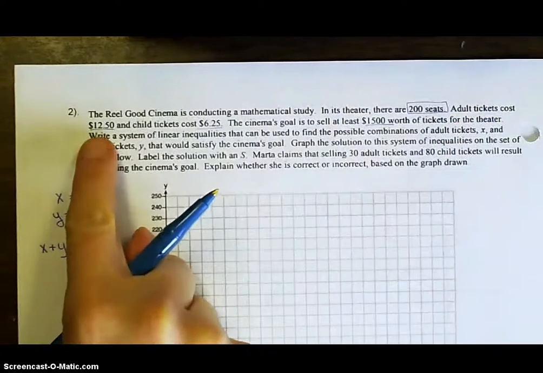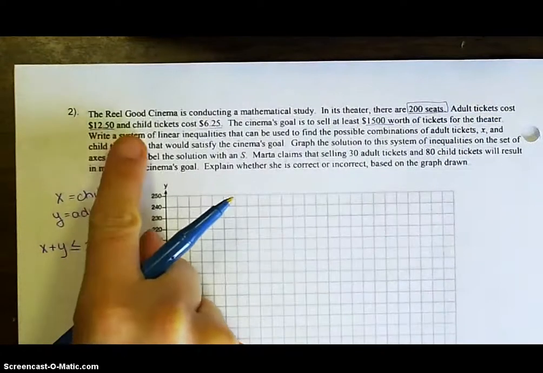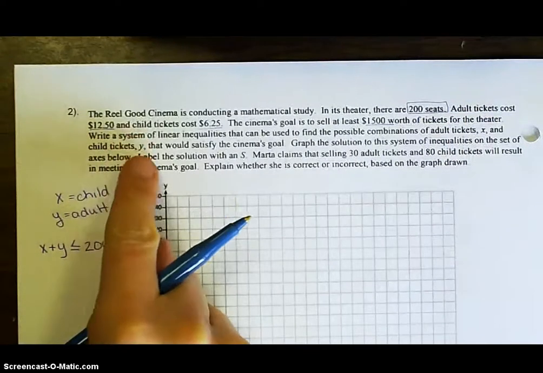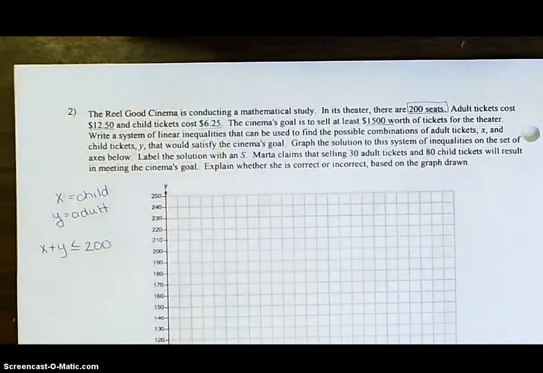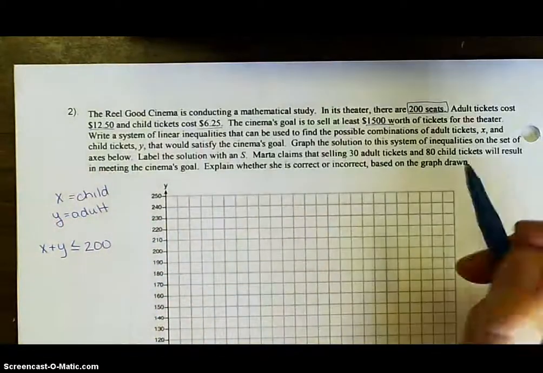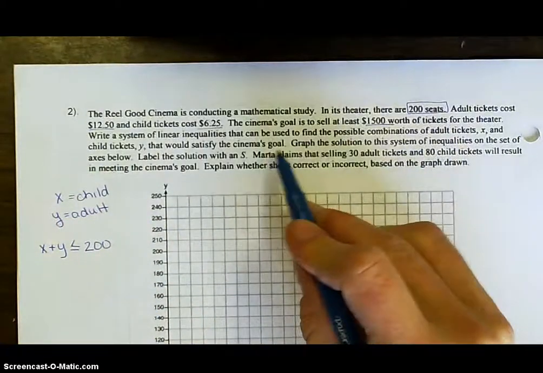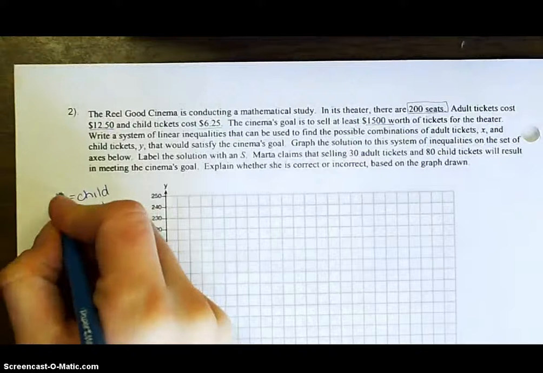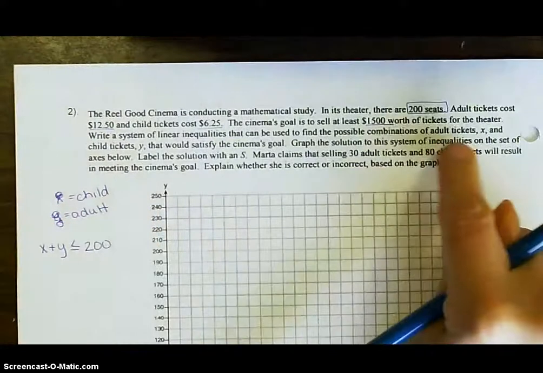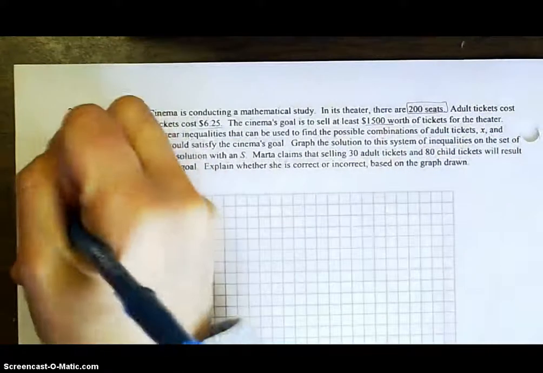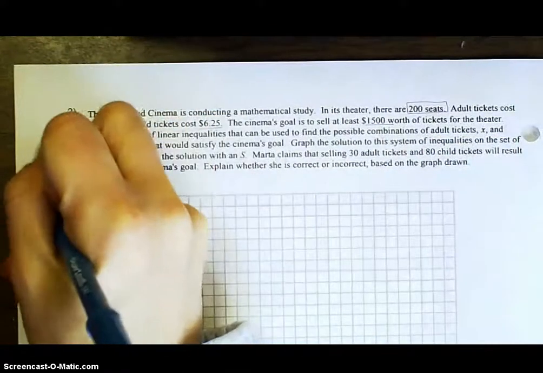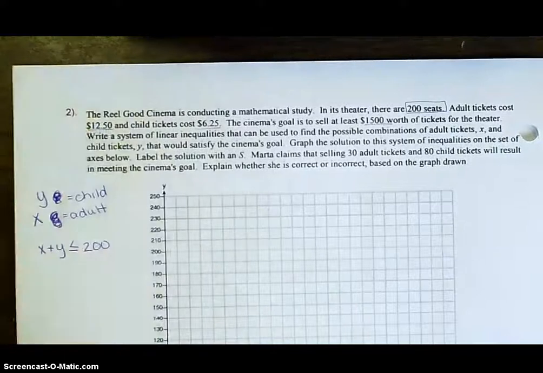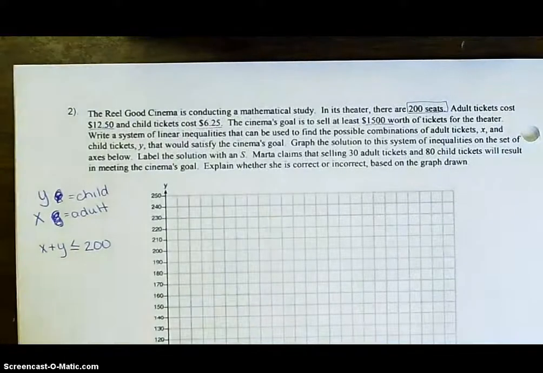Adult tickets cost $12.50 and child's tickets cost $6.25. So let me make sure, did I set this up right? Adult tickets X and child's tickets Y. Oh, look at that, I goofed around. It says adult tickets are your X and child's tickets are your Y. I misread it, I apologize. But it doesn't change our first one because it's just adding.